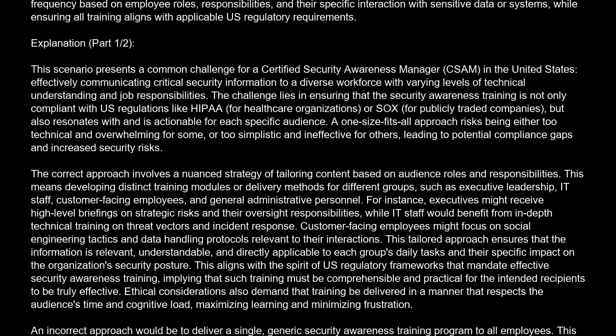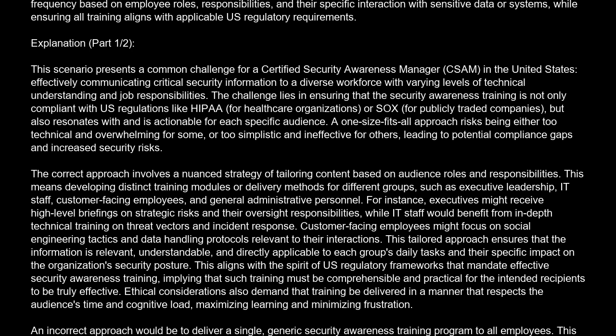The correct approach involves a nuanced strategy of tailoring content based on audience roles and responsibilities. This means developing distinct training modules or delivery methods for different groups, such as executive leadership, IT staff, customer-facing employees, and general administrative personnel. For instance, executives might receive high-level briefings on strategic risks and their oversight responsibilities, while IT staff would benefit from in-depth technical training on threat vectors and incident response.